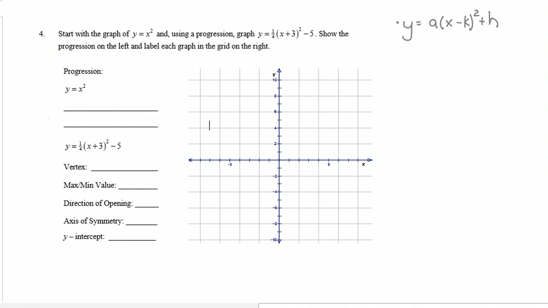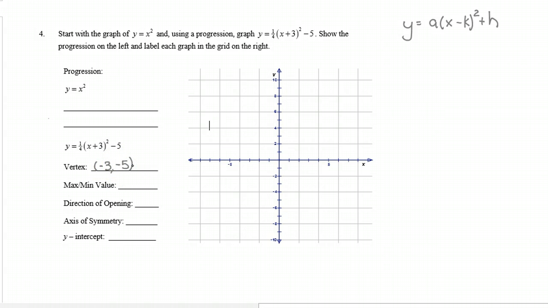and the general form of vertex form is written here. It's y equals a (x minus k) squared plus h. The reason we call it vertex form is because we can very easily read the vertex off of it, and that's at (k, h). So if we take a look here at our actual relationship, we can see the vertex is (-3, -5).